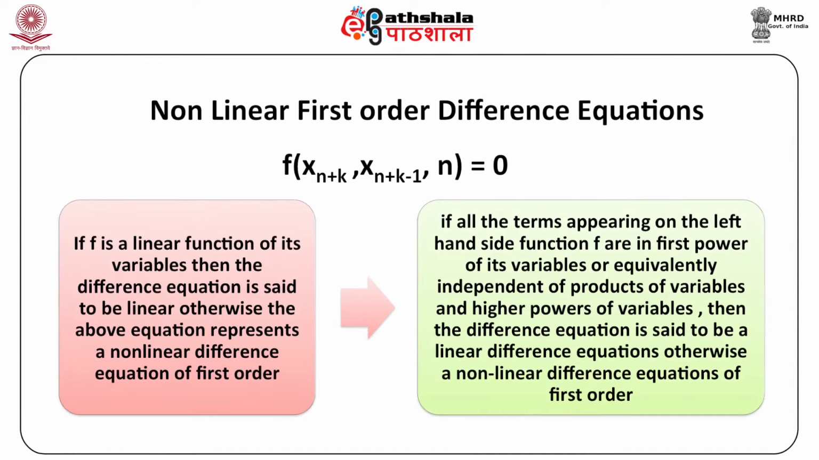A general first order difference equation is of the form f(xn+k, xn+k-1, n) equal to 0. Here, if f is a linear function of its variables, then the difference equation is said to be linear. Otherwise, the above equation represents a nonlinear difference equation of first order. In other words, if all the terms appearing on the left-hand side function f are in the first power of its variables, or equivalently independent of products of variables and higher powers of variables, then the difference equation is said to be a linear difference equation, otherwise a nonlinear difference equation of first order.